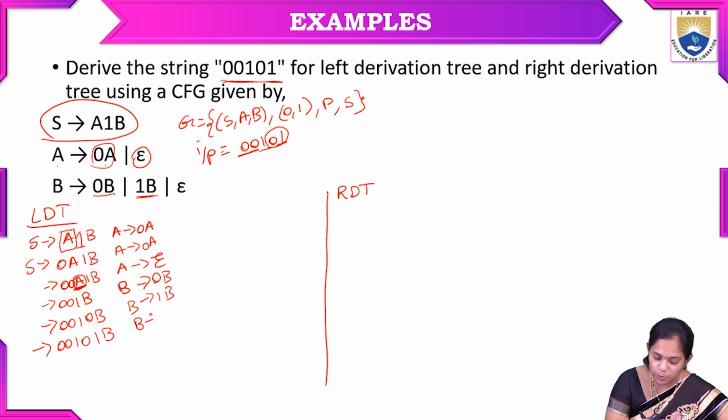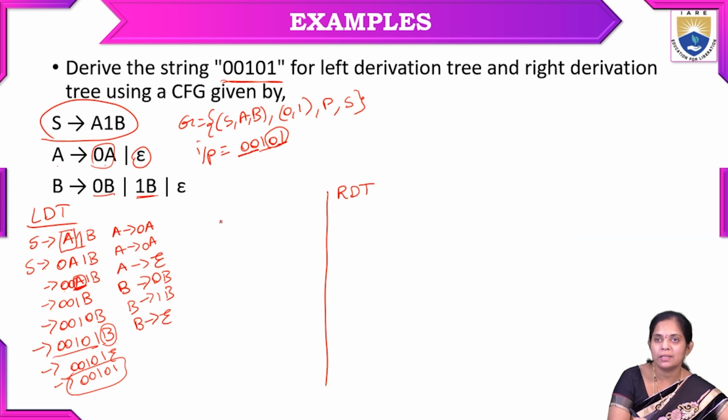Instead of this B, since we already got the input string, we will replace B with epsilon. We have the input string 0, 1, epsilon. So 0, 0, 1, 0, 1. So we got the input string, and for the same thing we have to construct a leftmost derivation tree.